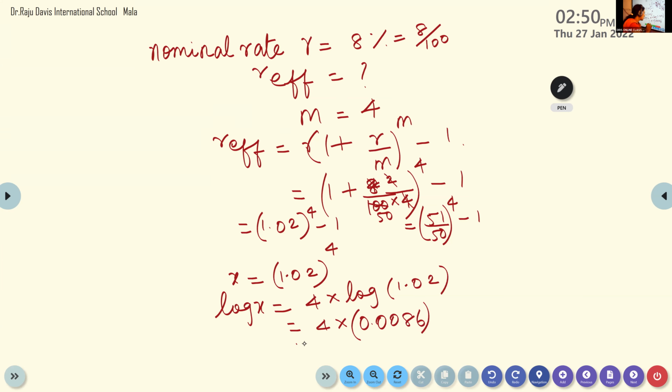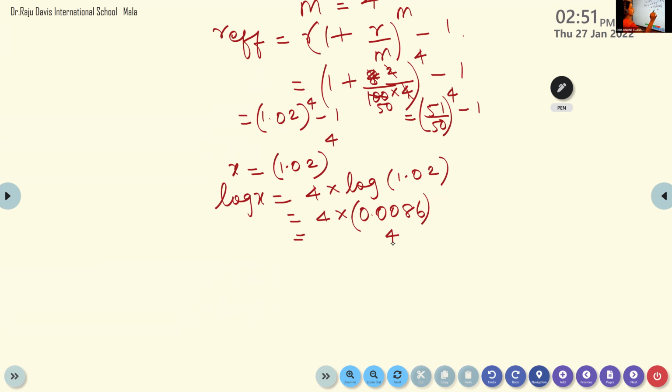And you multiply by 4, what will you get? Repeat it. So 102, 0086. Logarithms. Take that table correctly.